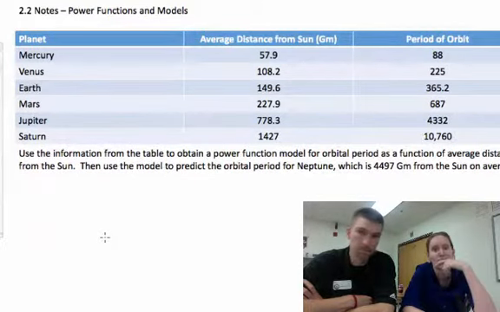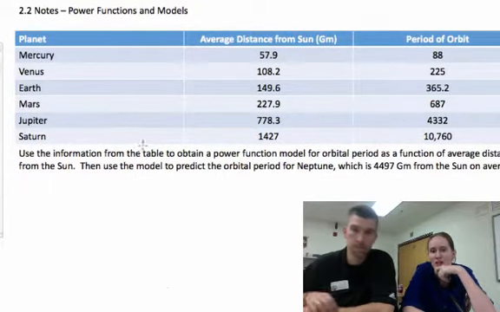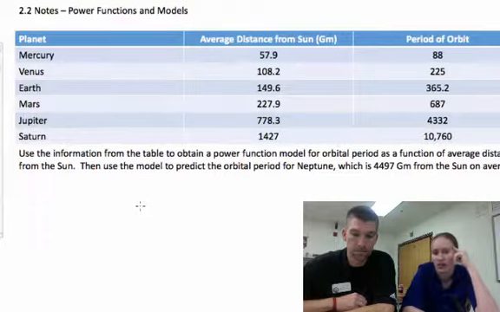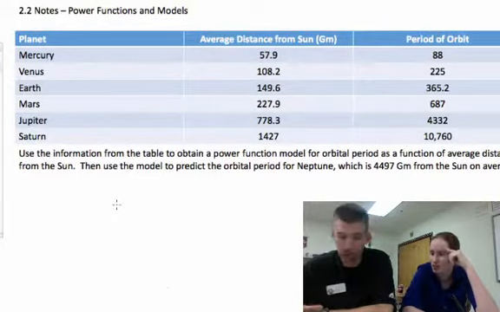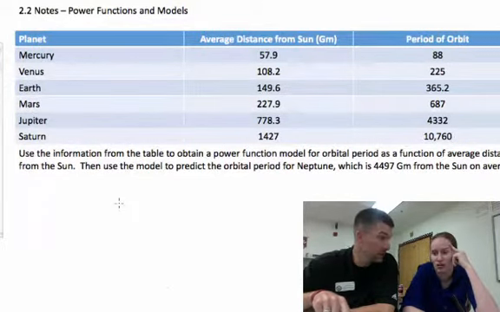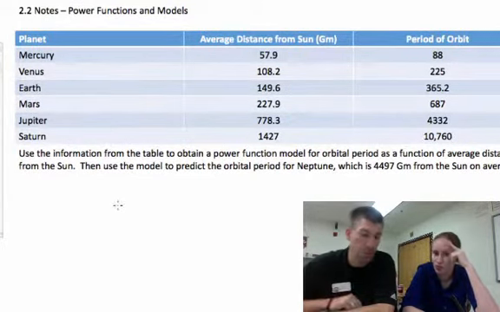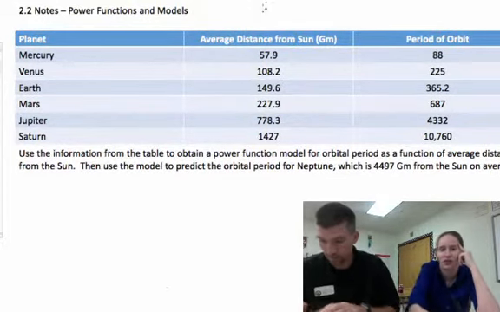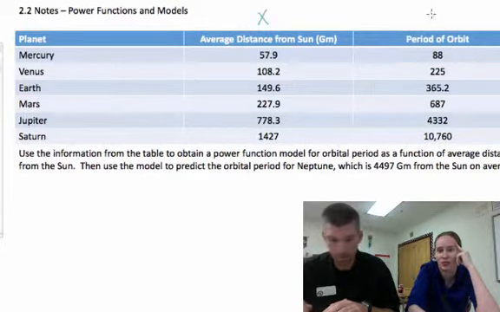Okay, so we want to use the info from the table to obtain a power function model for orbital period as a function of average distance from the sun. That sounds hard, but all you're doing is putting it into the calculator. So, what am I putting into the calculator? Orbital distance for x and period for y? I would think so. So this is going to be our x's, and these are going to be our y's.